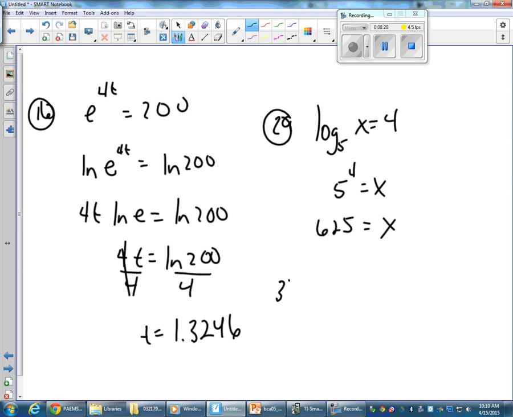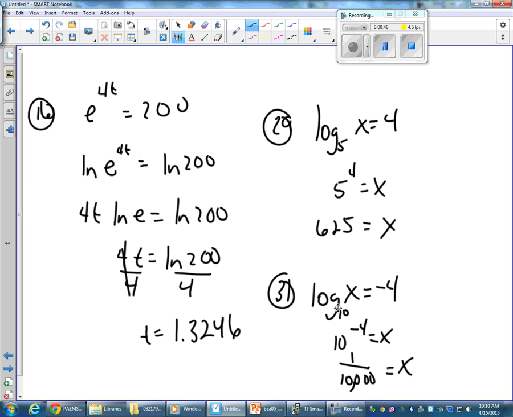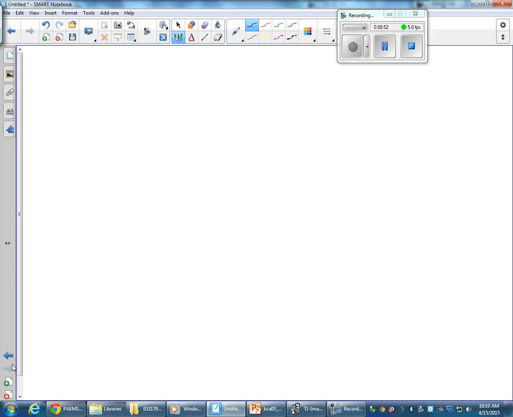Sometimes you'll have them like 31, where it's just log of x equals a number. The base is not written. This base is 10. They don't have to write that. So if you rewrote it to be 10 to the negative 4th equals x, and 10 to the negative 4th is 1 over 10,000. Because that negative exponent just means it'd be in the denominator, 10 to the 4th.